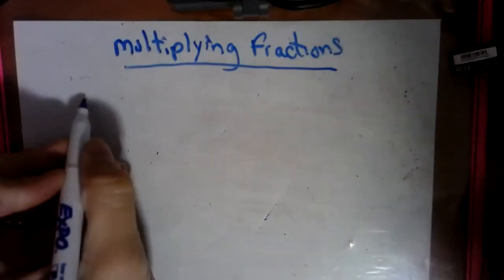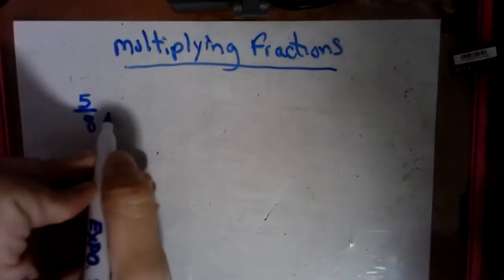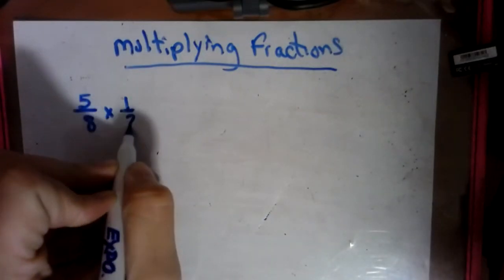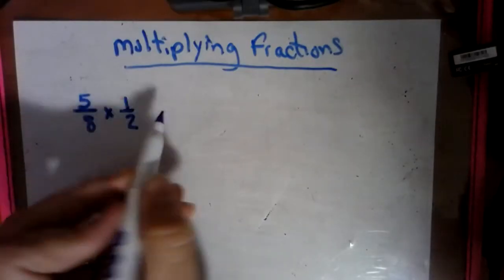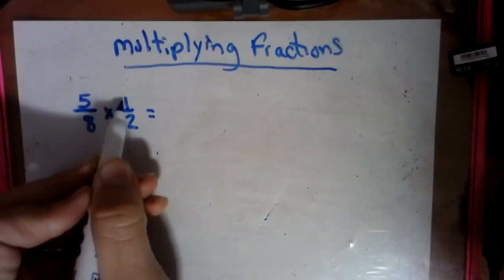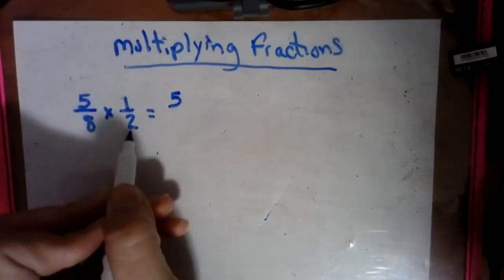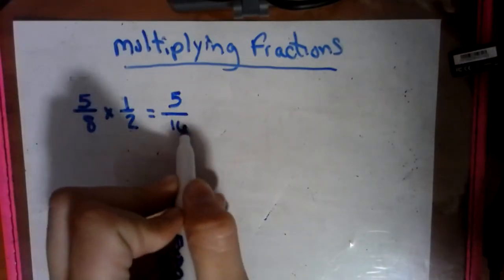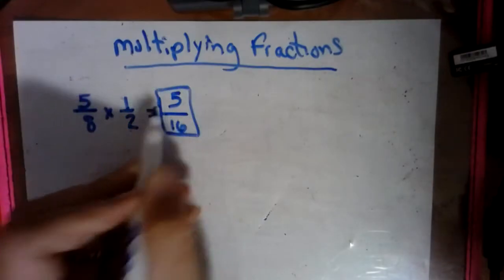Nothing too hard, just some basics. 5/8 times a half. I'm just going to show you the simplest method, which is straight across multiplication. 5 times 1 is 5. 8 times 2 is 16. There is your final answer.